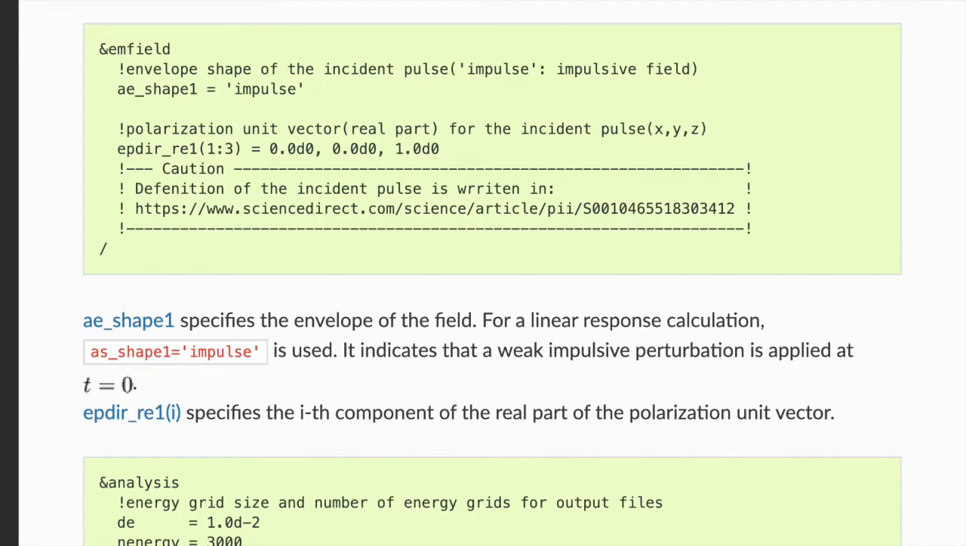EM field is a namelist that specifies the electromagnetic field to be applied to the system. Setting AE underscore shape 1 to impulse specifies that an impulsive force, which is a momentary force, is applied at time t equals 0.